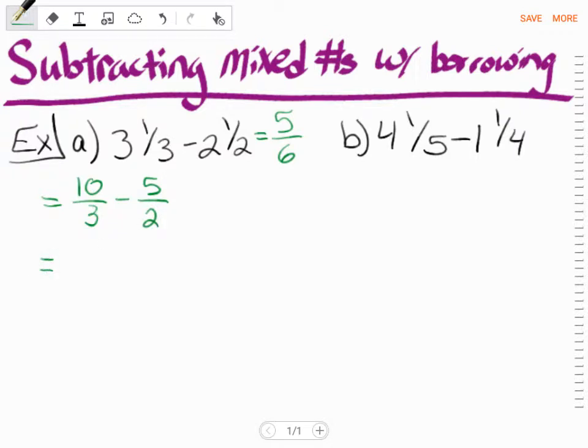Alright, now I want my numbers to have a common denominator. Again, it's going to have to end up being 6, because we still have these same denominators here. That didn't change. We know that our denominator is going to have to be 6. So in order to do that, I've got to multiply this guy by 2 on the bottom, multiply it by 2 on the top. This one over here, I've got to multiply by 3 on the bottom and 3 on the top.